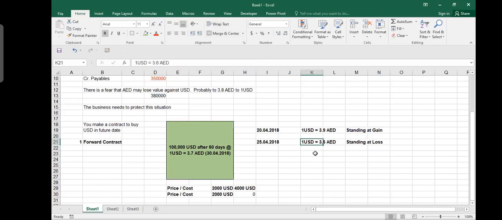Dollar is already at 3.6 in the market. Why would I go and buy at 3.7? So I can just tear it up and throw it away. So what is happening now? The contract price, the value of the contract, is moving from 2,000 to 4,000 or from 2,000 to 0.